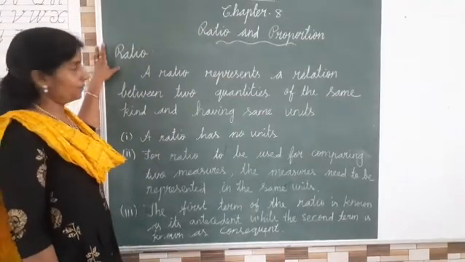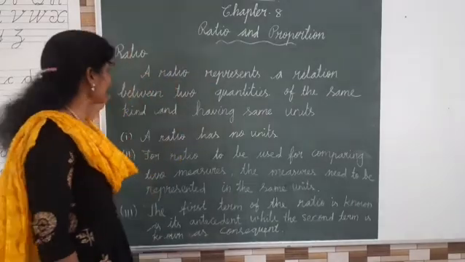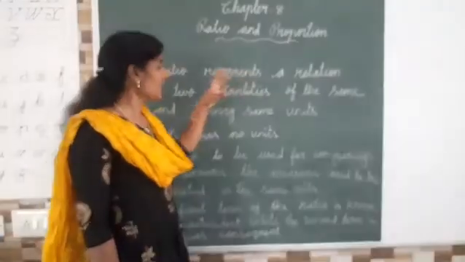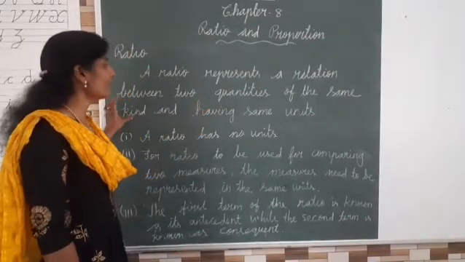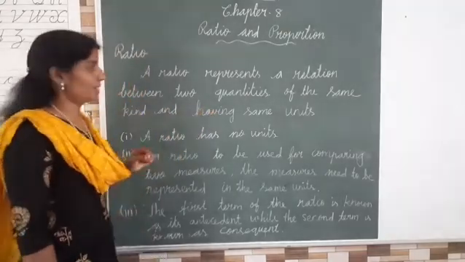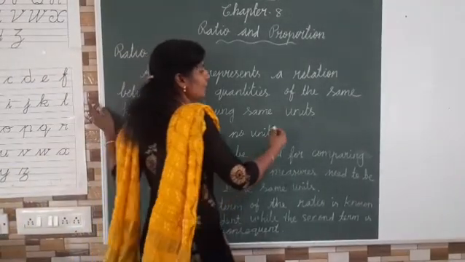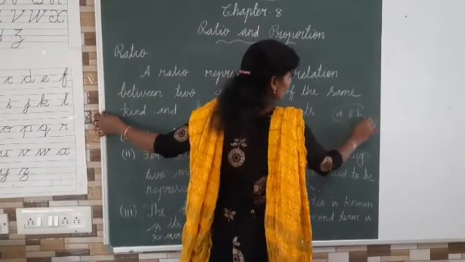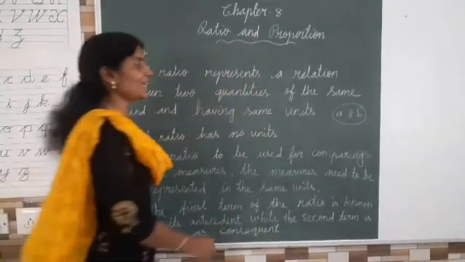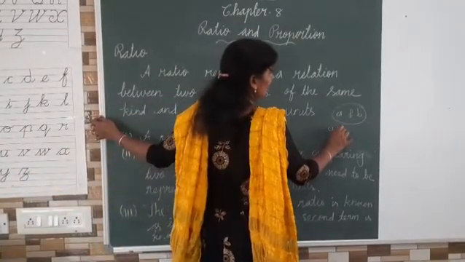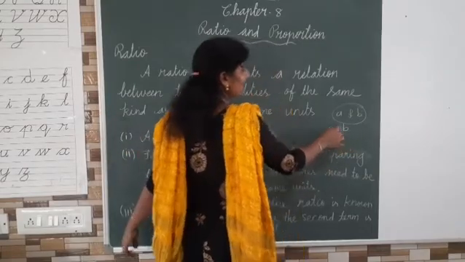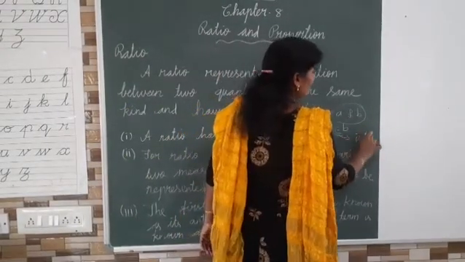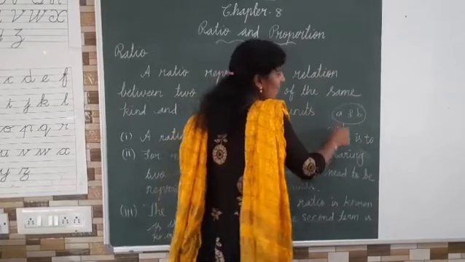What is a ratio? A ratio represents a relation between two quantities of the same kind and having the same unit. For example, we have any two quantities, A and B. Now we can write A is to B. How can we read it? We read this symbol as "is to". A is to B.